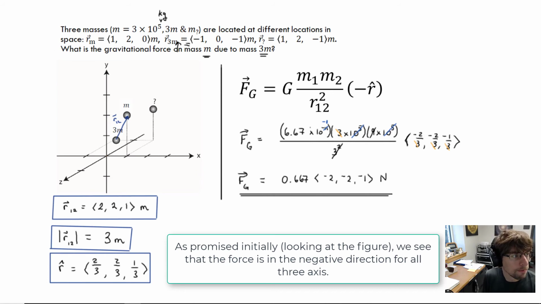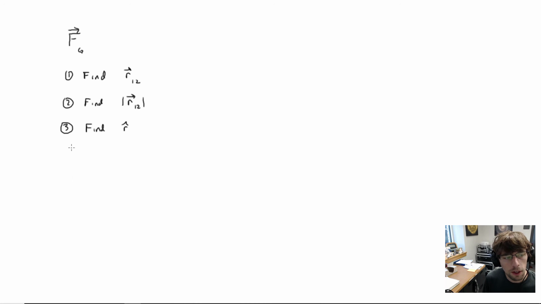So, good. Now, I guess the last thing I'll say, let's think about how we actually did this. To actually get Fg, step 1 was we found the relative position vector. Then we found the magnitude of that relative position vector, r1,2. The third step was then finding the r hat. And then finally 4 is run the problem.